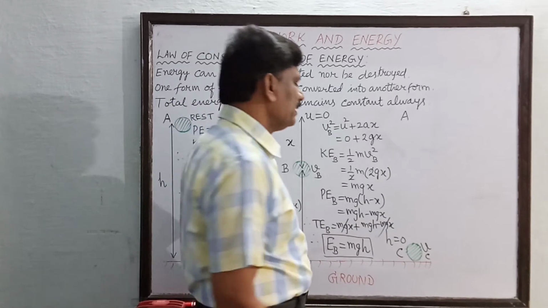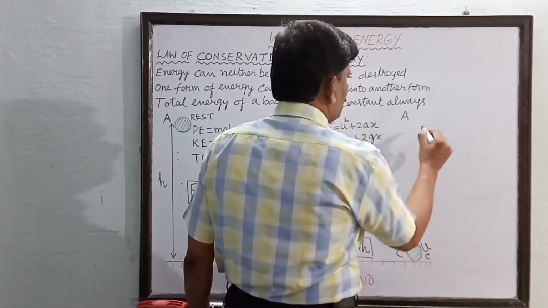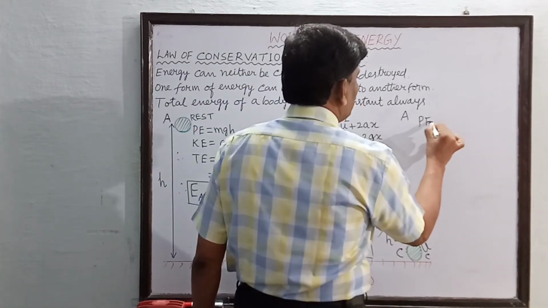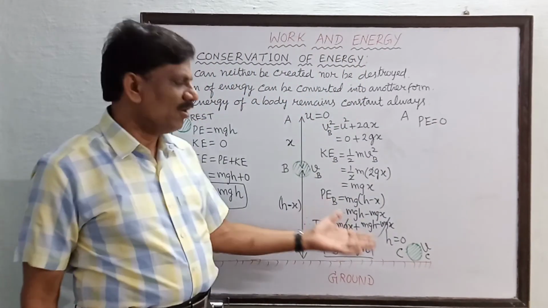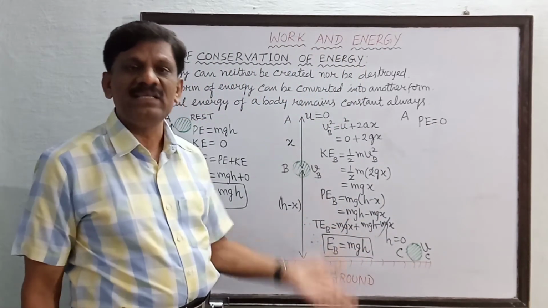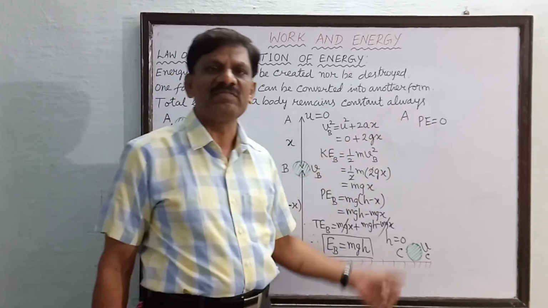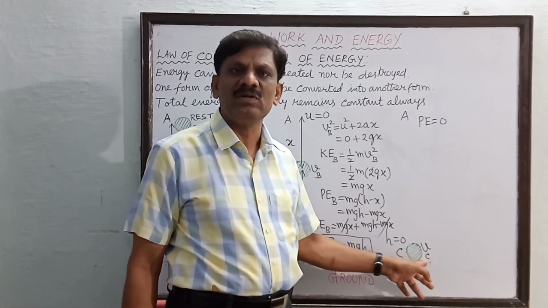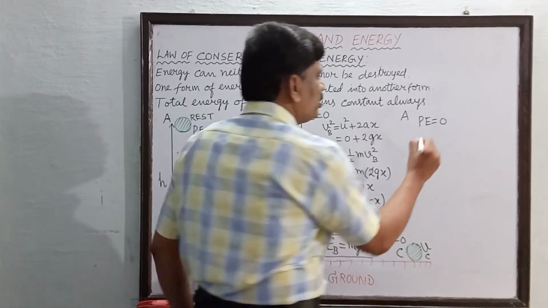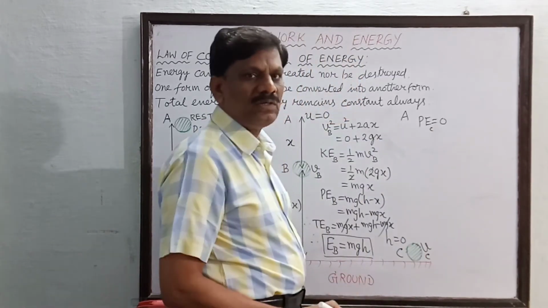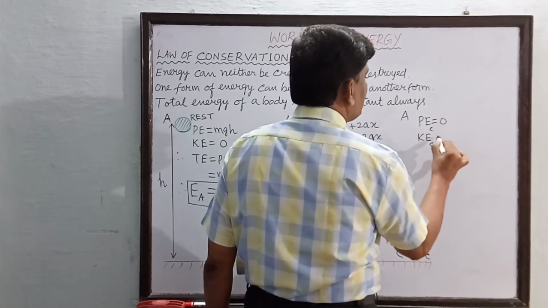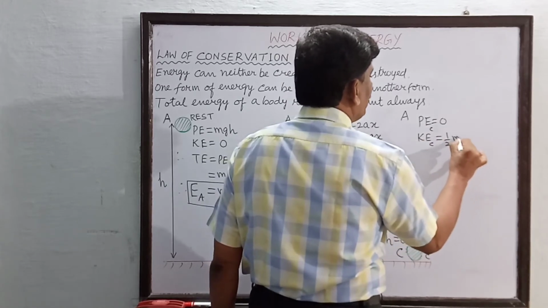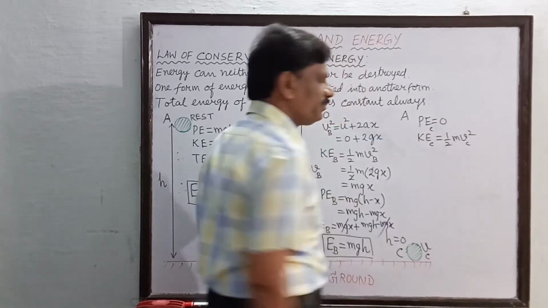So in this case the potential energy is equal to 0, because the ball is on the surface of the earth. Since height is equal to 0, the potential energy of the body at C is equal to 0. And the kinetic energy at C is equal to half into m into Vc square.